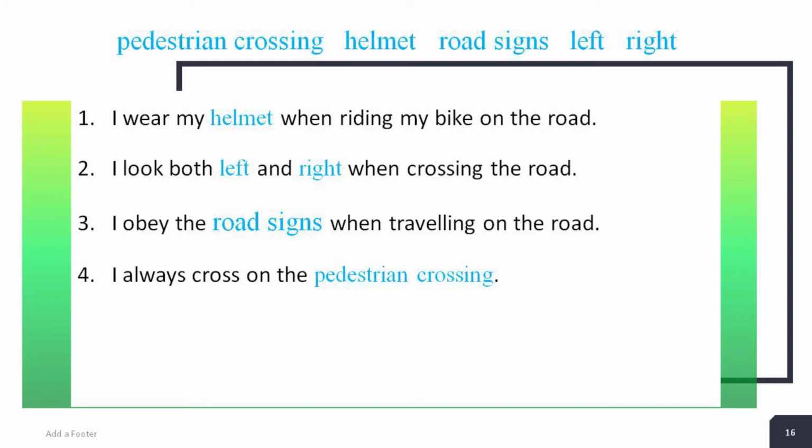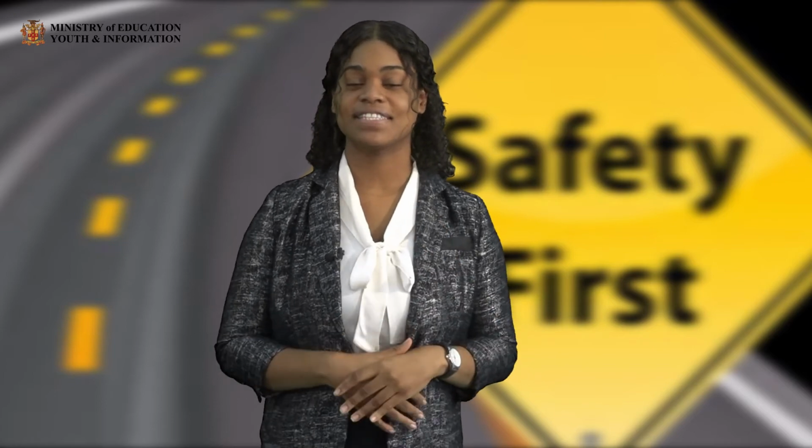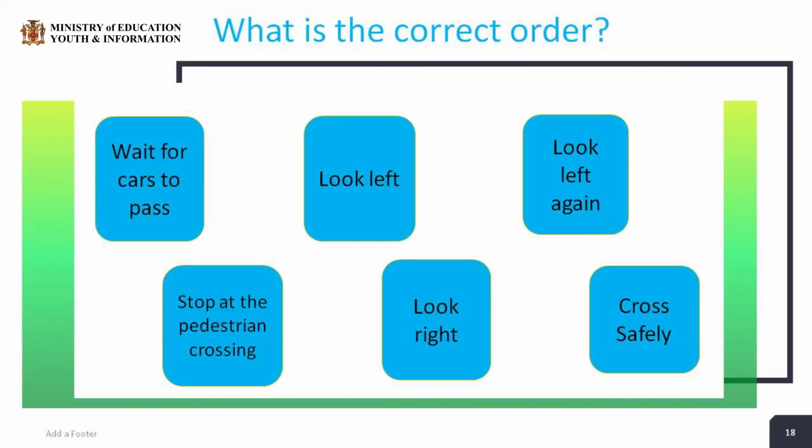Excellent job. Now, boys and girls, we are going to be looking at a sequence of events that we should do when crossing the road. Now let's look at these cards together. We must arrange them in the correct order. Let's go. Now here we have our cards. I want you to look very closely to see which of these activities we would have to do first, second, third, fourth, fifth, and sixth. Look closely. Which of them should we do first when crossing the road?